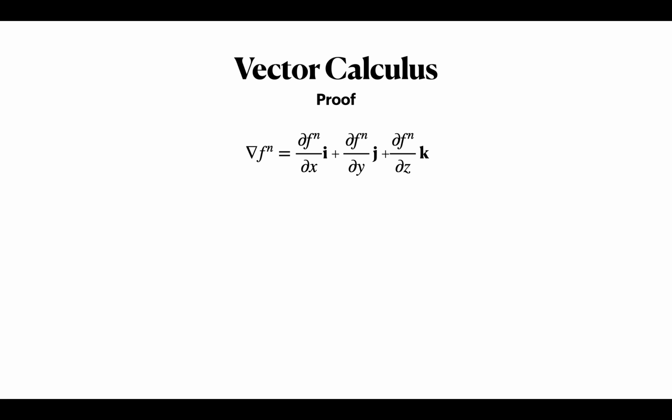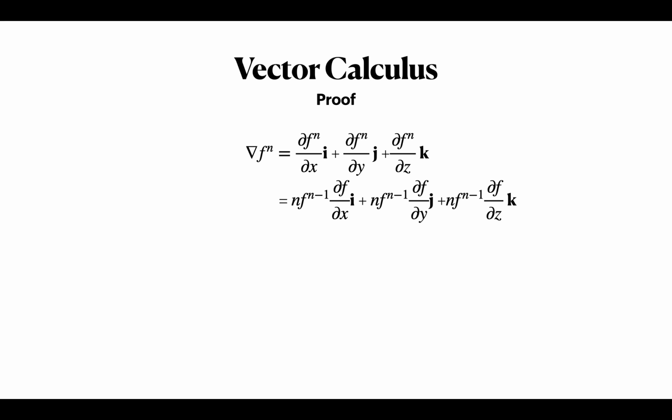And this is the chain rule. So if we use the chain rule for partial differentiation, if you want to differentiate f to the power of n with respect to x, you differentiate the power first, and then you differentiate f with respect to x. And that gives you the first term. Similarly for the y term, and similarly for the z term. And this is what you get.